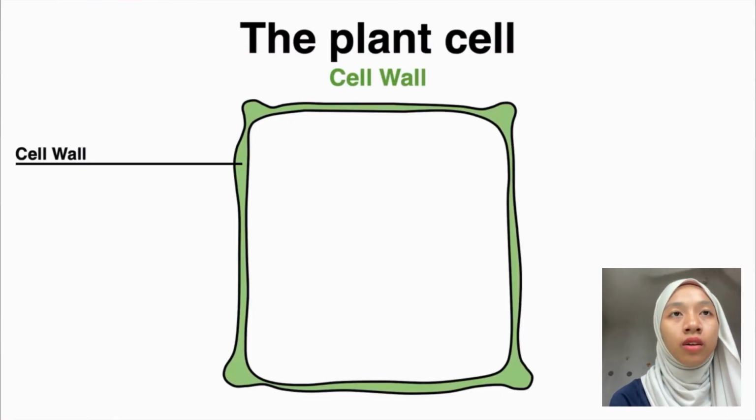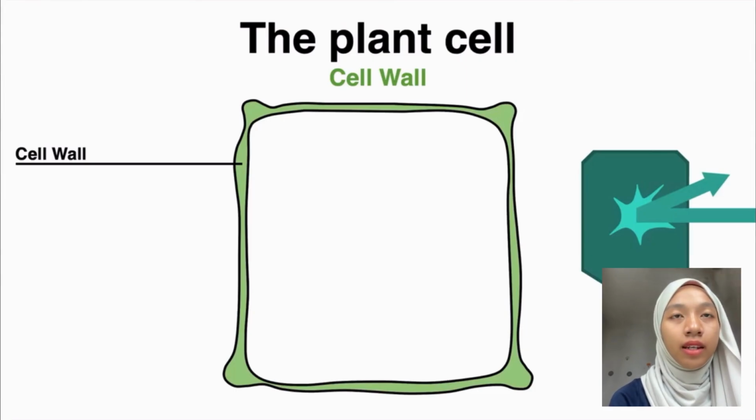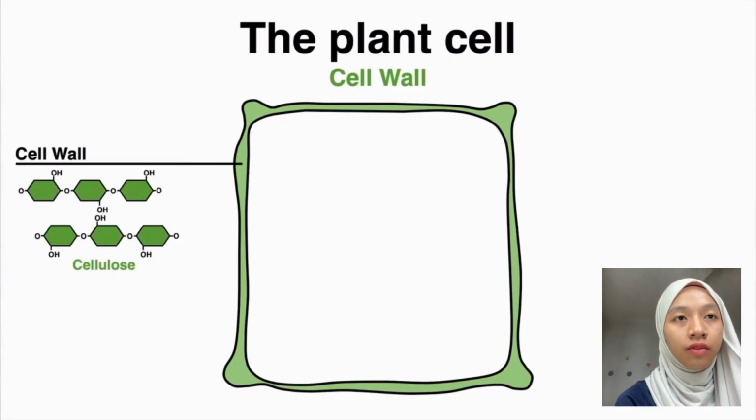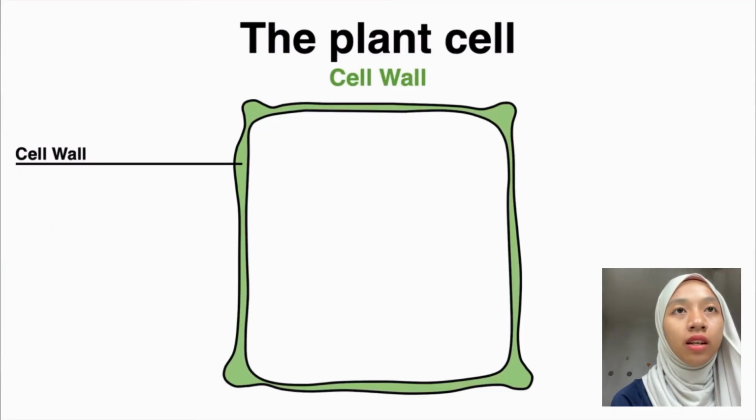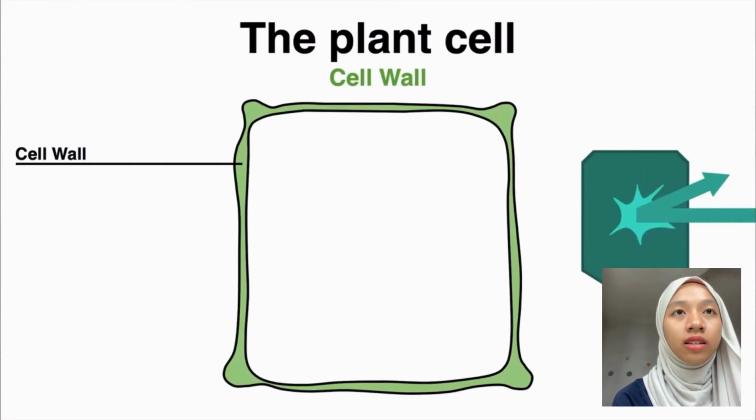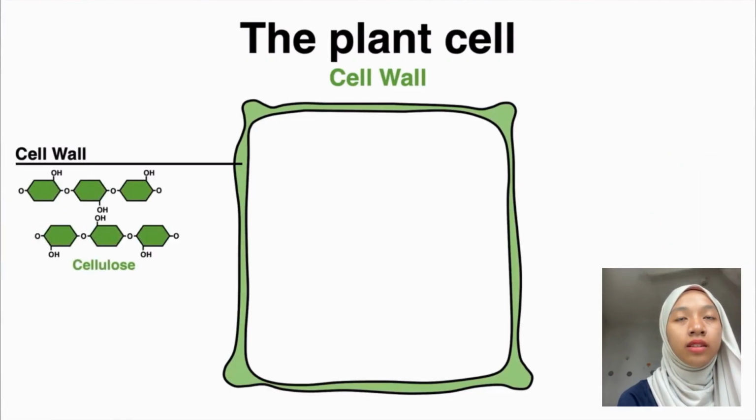Let's begin with the cell wall, the outermost part of a plant cell. The cell wall is a rigid, protective layer made of cellulose, a strong carbohydrate that provides shape and support. Without the cell wall, plants would not be able to stand upright and would collapse easily. Functions of the cell wall include: number 1 is maintaining the shape of the cell, number 2 is protecting the cell from physical damage, number 3 is preventing excessive water intake, and number 4 is giving plants rigidity and strength. This is why tree trunks, stems, and leaves can remain firm even under strong wind.